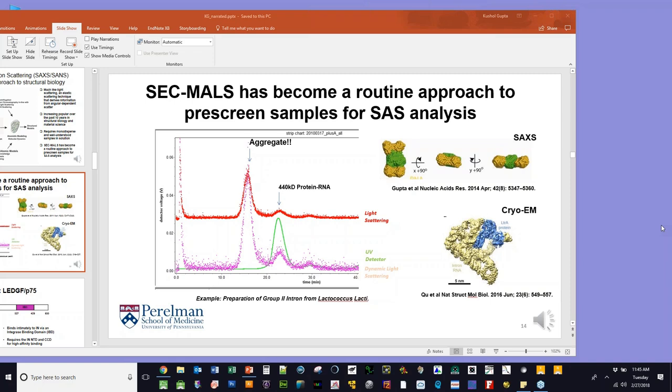Okay. Quick question here. Do you run the SEC-MALS at room temperature? I always run it at room temperature simply because for convenience more than anything else. We have a lot of complementary analyses that occur at 4 degrees. So for us, it's a very complementary and routine analysis that we do.